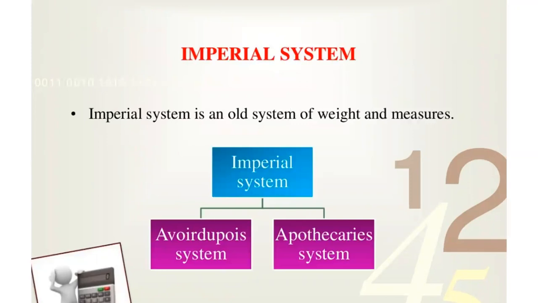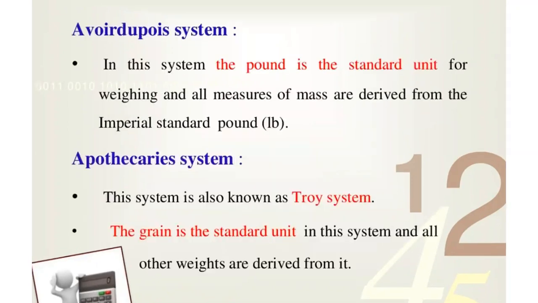So what is the imperial system? The imperial system is the system used in olden days to measure weights. This imperial system is again of two types: the Avoirdupois system and the apothecaries system. So what is the Avoirdupois system?